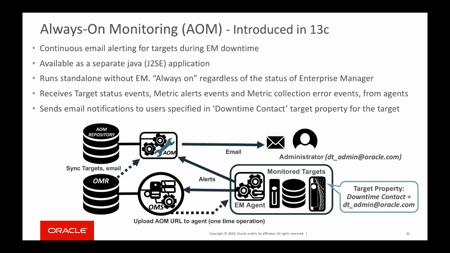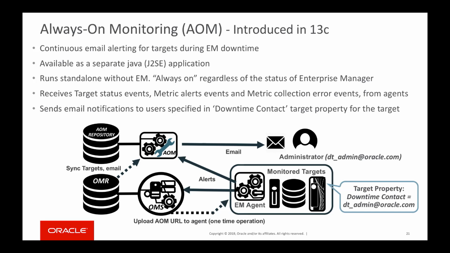AOM receives target status events, metric alerts, and metric collection errors from agents, in parallel to what the agent does with OMS. So what happens here is that the agent sends the information separately to both OMS and AOM. Then AOM sends email notifications to users who are listed in a downtime contact target property. This downtime contact is a new target property which is introduced along with AOM, and it needs to be configured as a part of AOM setup.